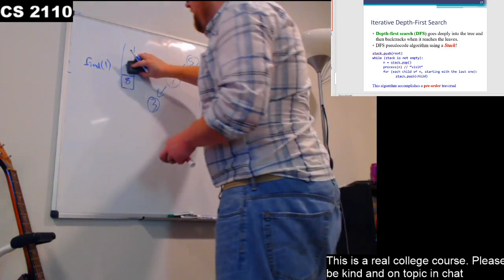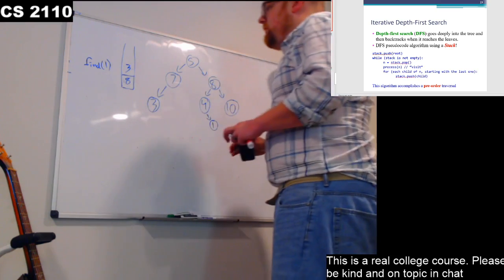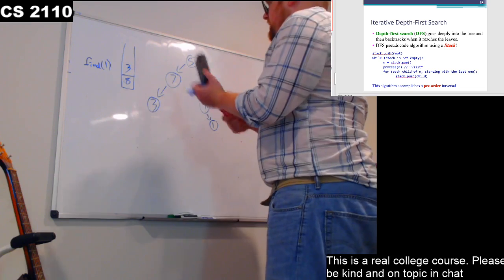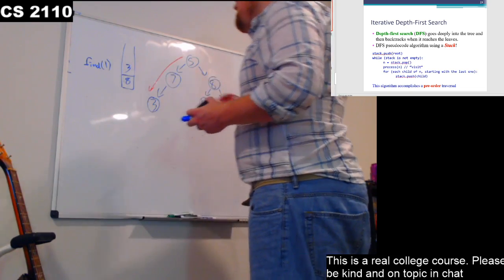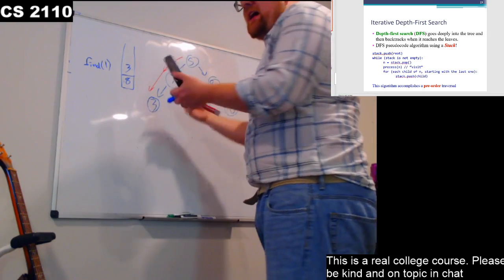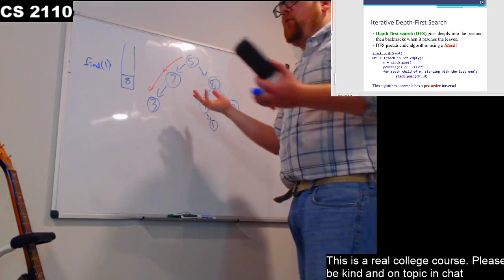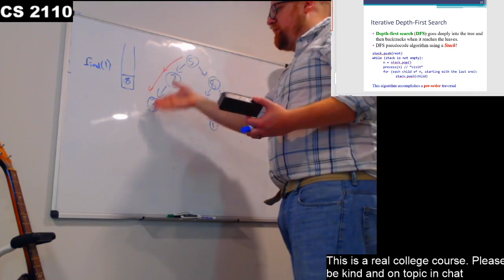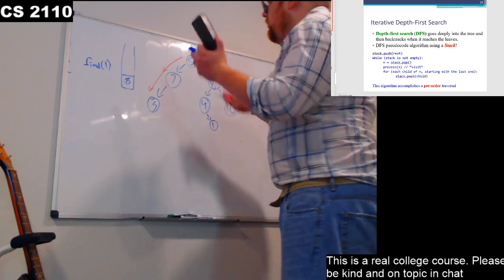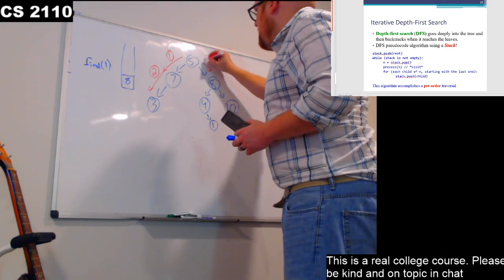I pop 7 off the stack. 7 is not 1. So I push its children onto the stack. 3. So at this point, I have gone down this path. 3, I popped 3 off the stack. It's not 1. It has no children. At that point, there are no more values to push onto the stack. So now I go to 8. So just to number the order, 1, 2, 3.